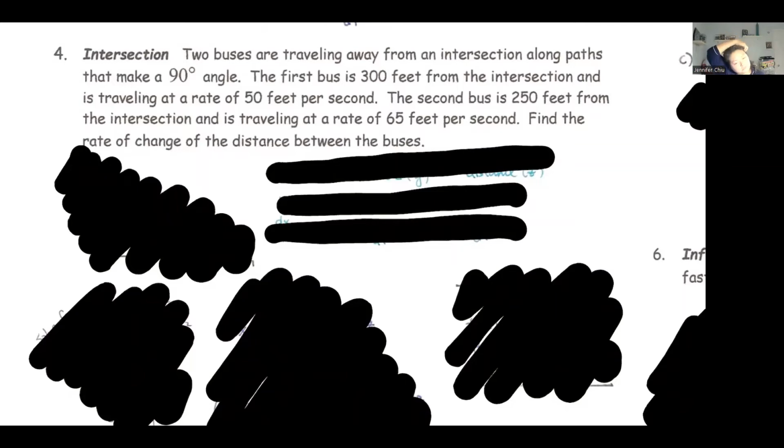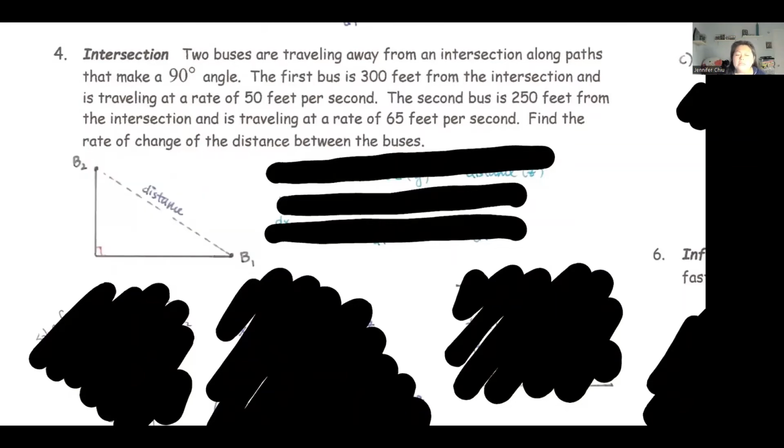Find the rate of change of the distance between the buses. So again, a diagram of this may look something like this. It doesn't matter which bus you label as bus 1 or bus 2, one vertical, one horizontal, as long as the rate of that bus corresponds to the bus. So as long as you don't mix it up. If you put bus 1 vertical and bus 2 horizontal, it's okay.